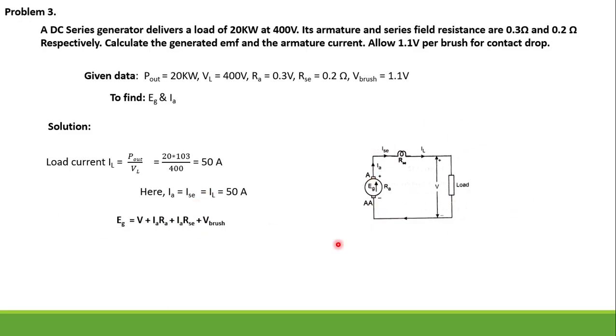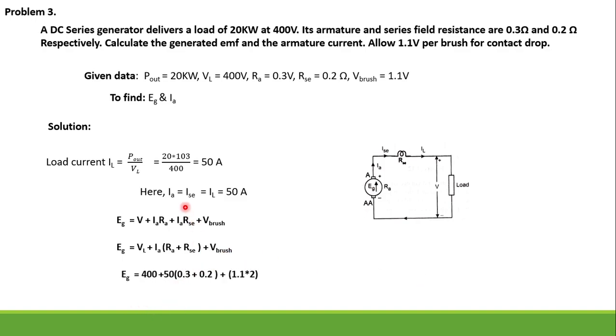From this diagram we can take the equation for generated EMF. Generated EMF is equal to terminal voltage V plus the voltage drop across the armature, IaRa, plus the voltage drop across the series field coil, that is Ia R series. You can write Ia R series or I series R series, both are the same, plus the voltage drop across the brush, V brush. This equation can be simplified further: VL plus Ia of (Ra plus R series) plus V brush.